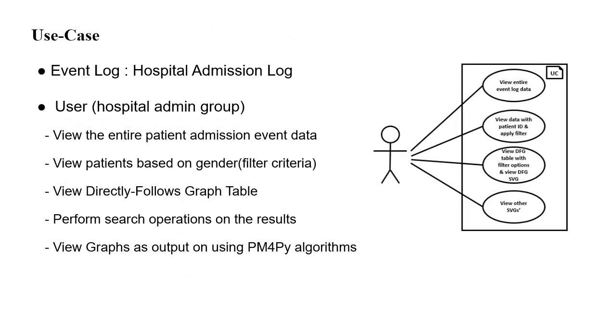Coming to the use case, the event log we are using here is a hospital admission event log, and the user we have assumed is a hospital admin group. The admin group will be able to view the entire patient admission event data along with the patients based on gender filter criteria. Also, they will be able to view a directly follows graph table which is coming from the process mining algorithms and perform certain search operations on the results, and also view certain graphs as output by using the PM4Py algorithm.